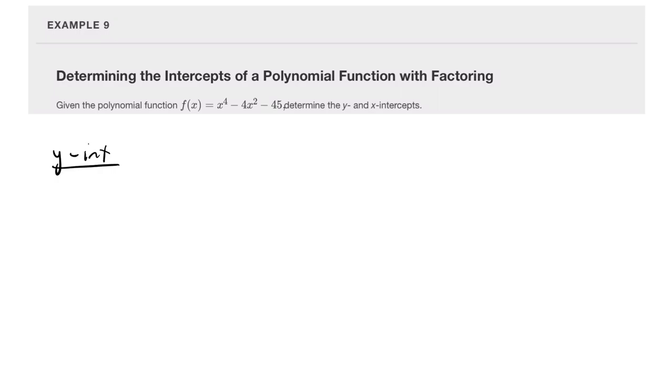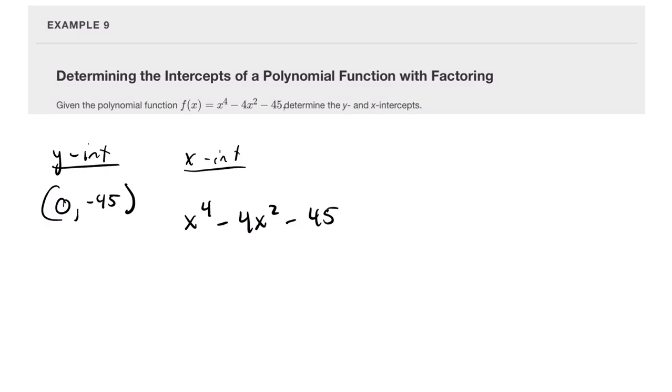So when x is 0, you can quickly find that the corresponding y is going to be negative 45. Now for the x-intercept, it's oftentimes a little bit more challenging. We need to set y to 0 and solve. So we have x to the 4 minus 4x squared minus 45 equal to 0.